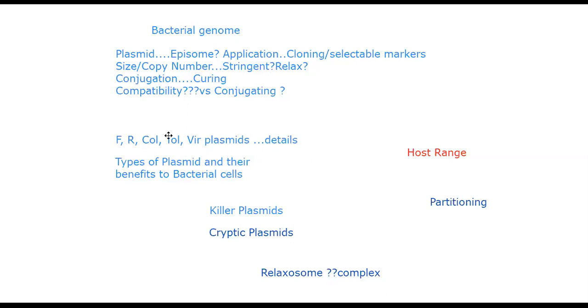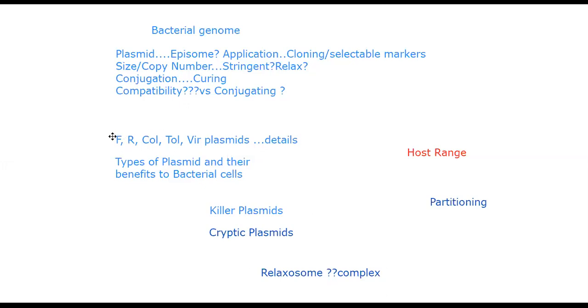Along with these five, I have taken this text from T. Brown, but there is another type of plasmid also found in bacteria, which are called killer plasmids. If these are present in some bacterial cell, they will not allow other bacteria to grow in nearby locations, because they will kill the other bacterial strains. So these are called killer plasmids.